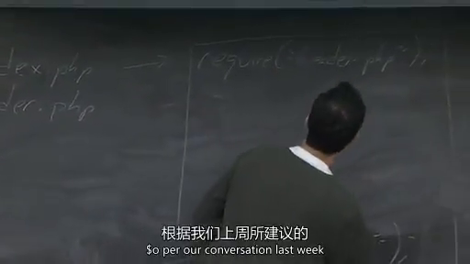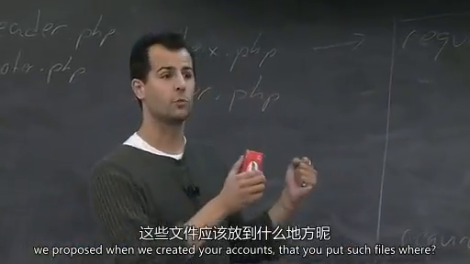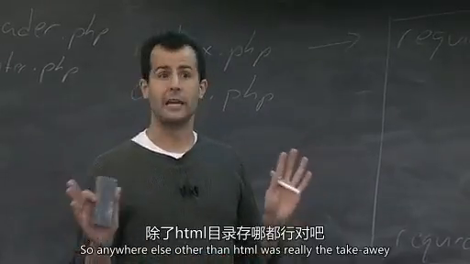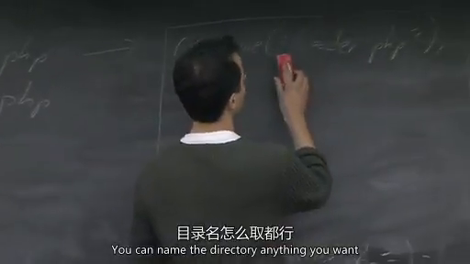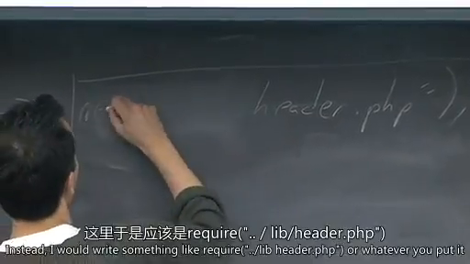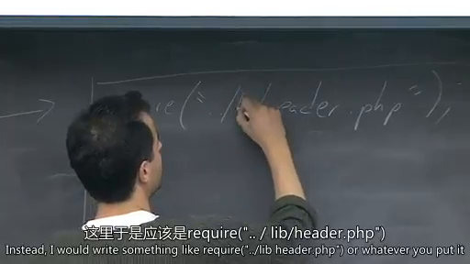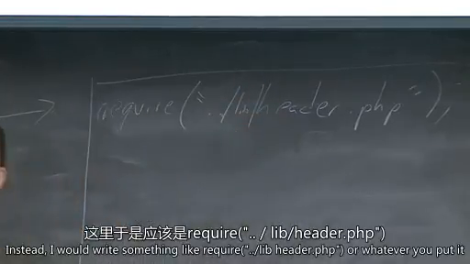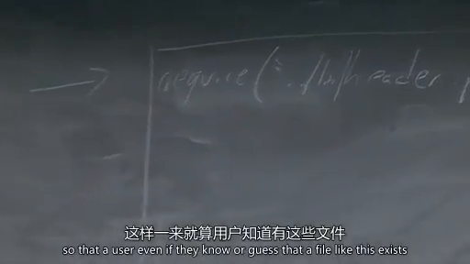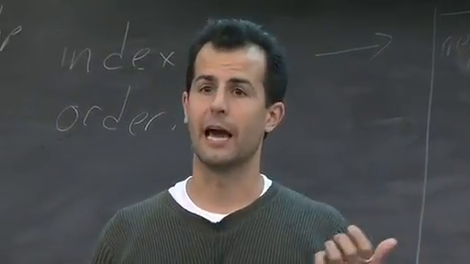So per our conversation last week, we proposed, when we created your accounts, that you put such files where? So anywhere else other than HTML was really the takeaway. And you can name the directory anything you want, but if you want to use the scheme we've proposed initially, instead I would write something like require quote unquote /lib/header.php or wherever you put it. But the point being to put it outside of the HTML directory hierarchy so that a user, even if they know or guess that a file like this exists, the web server will prevent them from actually accessing it.